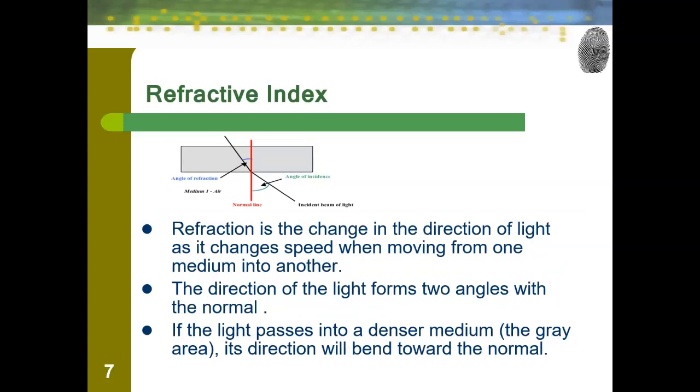Refraction is the change in the direction of light as it changes speed when moving from one medium to another. We already talked about that. The direction of light is going to form two angles with the normal. We have the angle of refraction, which is the original beam of light compared to that center normal line. And then we have the angle of incidence, which is the normal compared to how the light has now bent. If the light passes into a denser medium, that gray area, it's going to bend towards the normal versus away from the normal.